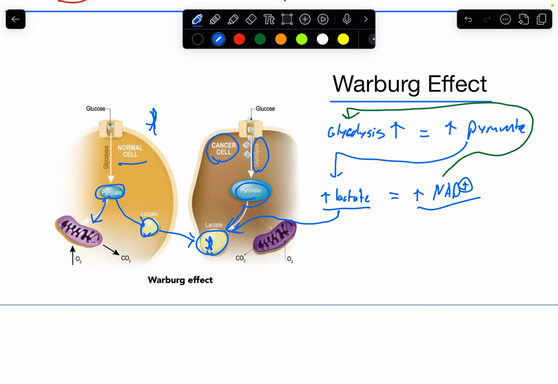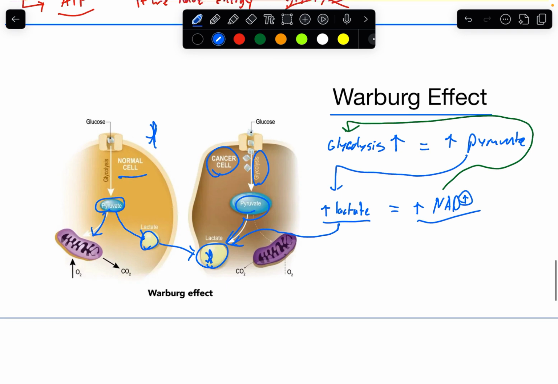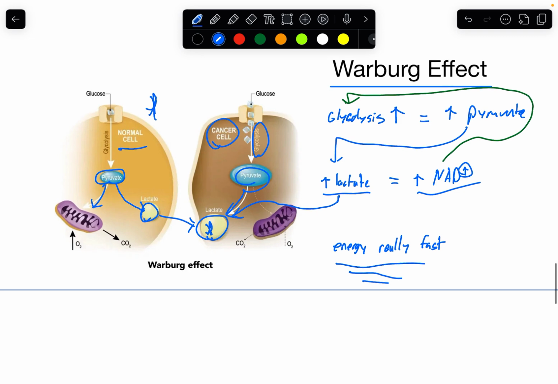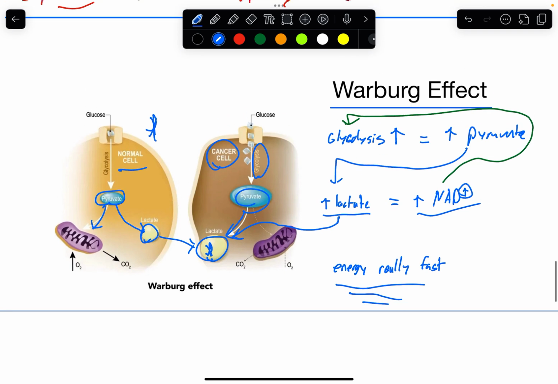And so this is advantageous for cancerous cells because it can make energy really fast through just glycolysis, right? If a cancer cell wants to grow uncontrollably, it can just bypass the citric acid cycle and the electron transport chain. While the electron transport chain might generate more ATP in the long run, if we can just upregulate glycolysis and make it go really fast, it's going to promote quick ATP generation and quick cell growth.